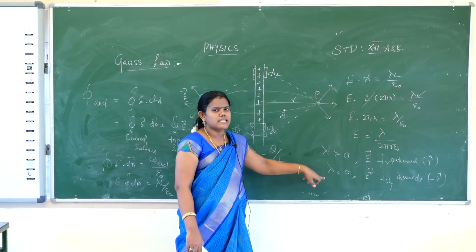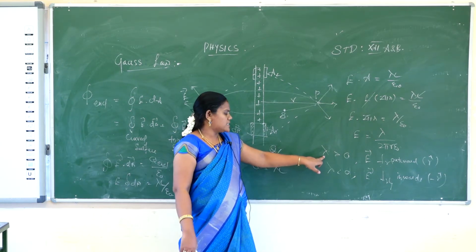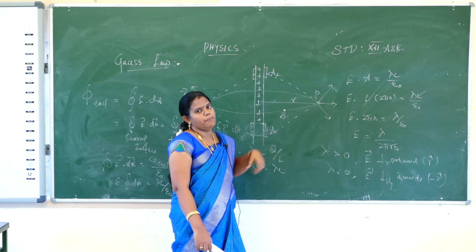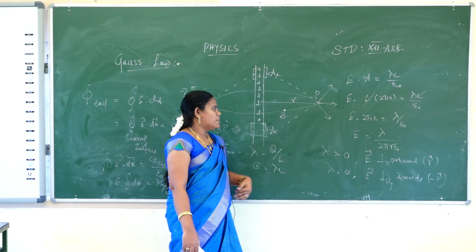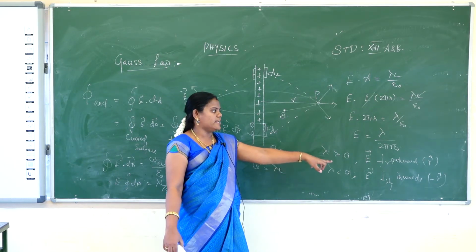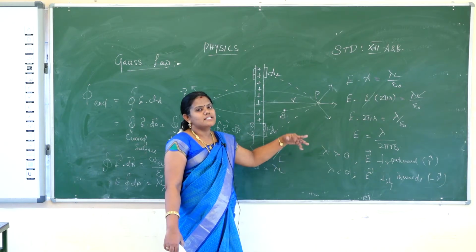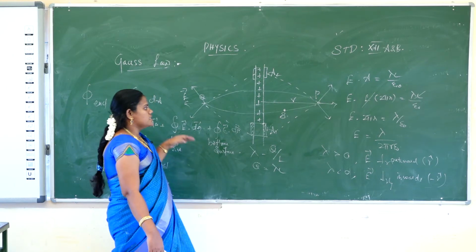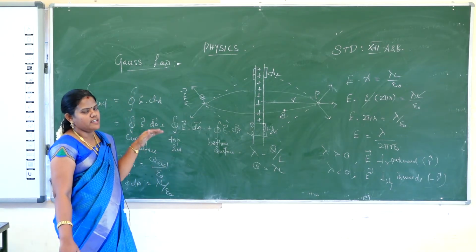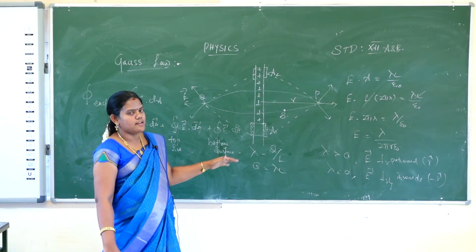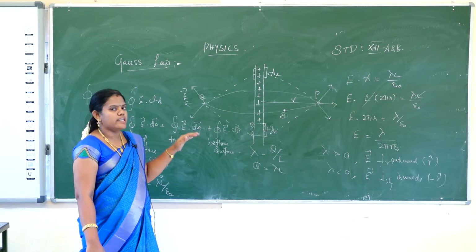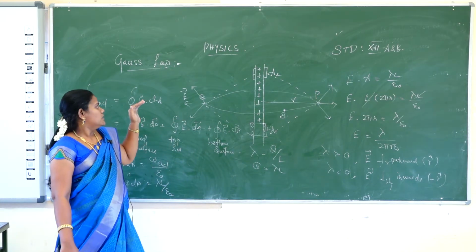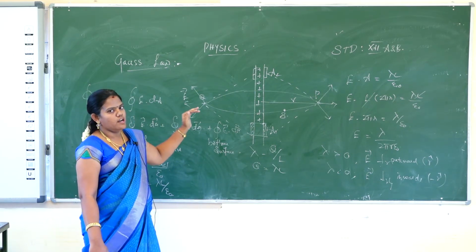Lambda is the linear charge density. If the linear charge density is greater than 0, the electric field will be perpendicularly outward. But if it is less than 0, the field will be perpendicularly inward, against the position vector, so the unit vector is minus r cap. This is the electric field due to an infinitely long charged wire by applying Gauss law.